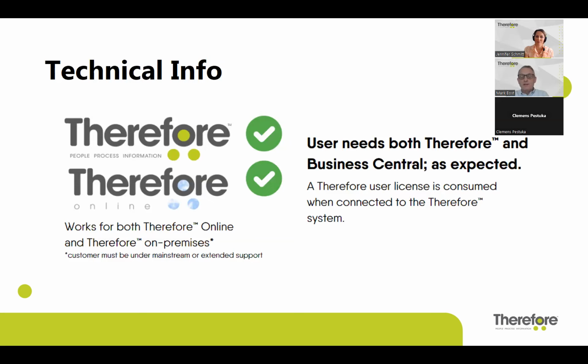So the connector works in both therefore online and therefore on premises, but of course the customer needs to have a Business Central subscription or application in the first place. And the customer needs to be aware that when the connector operates, it briefly consumes a therefore license point when it's sending and receiving data. So the thing for you to consider is that probably a concurrent license point, a concurrent license, would be a really great way of dealing with this so that the license is available when the application calls upon it.